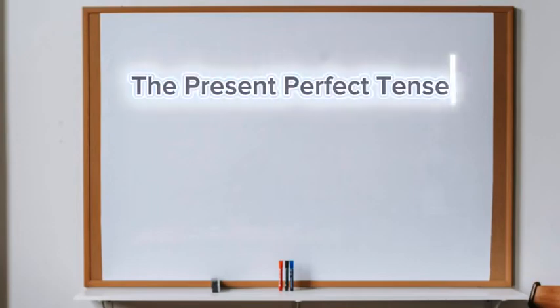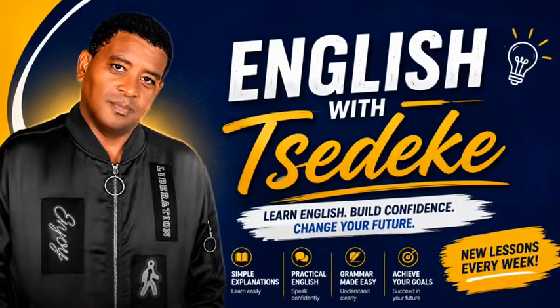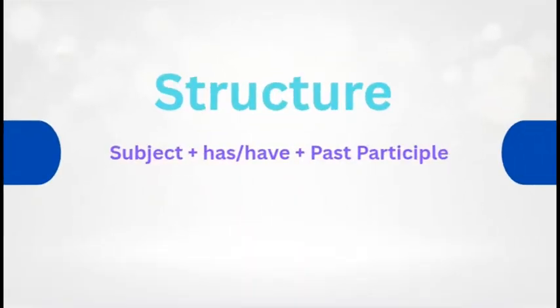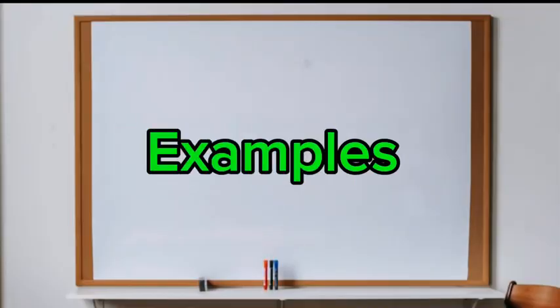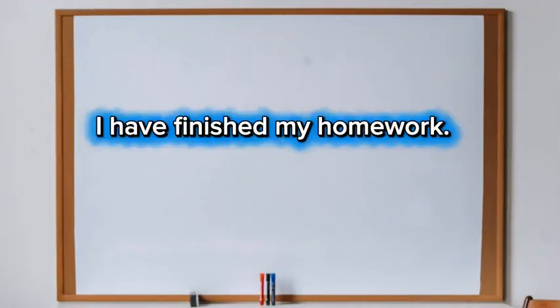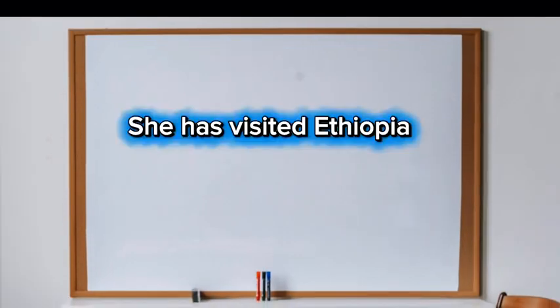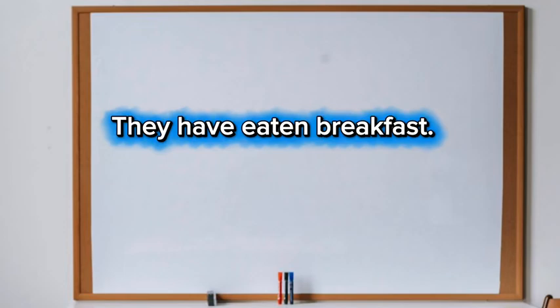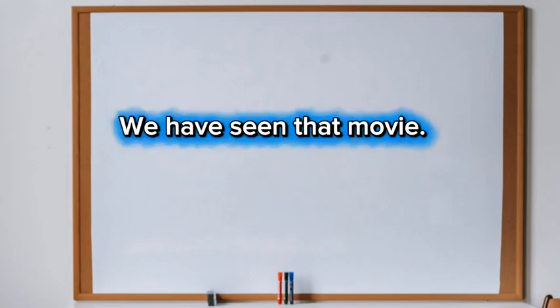The present perfect tense. The present perfect tense talks about actions that happened in the past but are connected to the present. The exact time is not mentioned. Structure: subject plus has or have plus past participle form of a verb. Examples: I have finished my homework. She has visited Ethiopia. They have eaten breakfast. We have seen that movie.